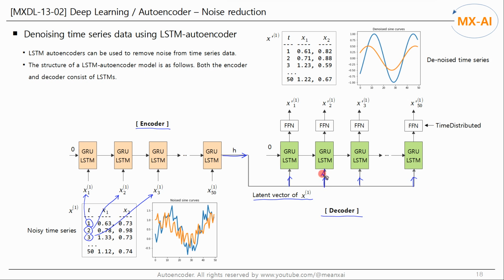At each time step of the decoder, the latent vector and previous hidden states are used to reconstruct the denoised time series values. The LSTM in the decoder is a many-to-many model. This is because the reconstructed time series values are output at each time step of the decoder. Therefore, the output layer consists of a time-distributed dense layer. After training is complete, if you input a noisy time series to the encoder, the decoder will output a noise-free time series.